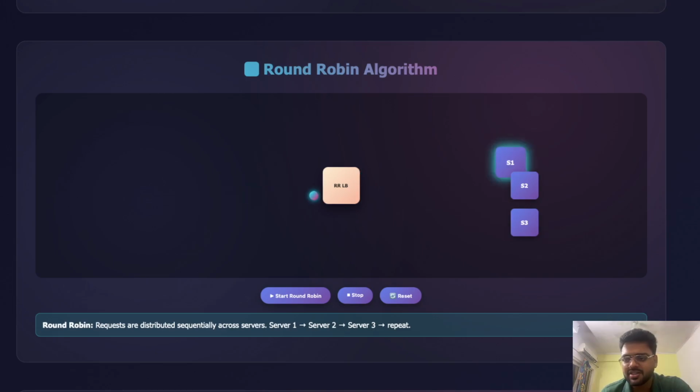Imagine we have three servers, S1, S2 and S3, where all the servers have similar capacity. The requests coming to the load balancer would be passed through S1, S2 and S3 in order. The first request would go to S1, the second to S2 and the third to S3.